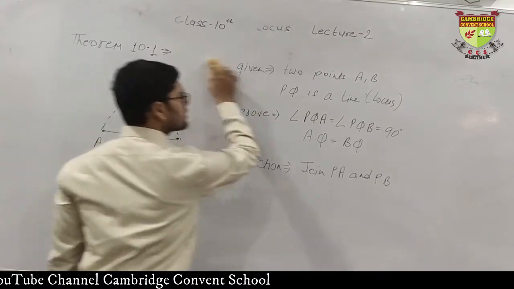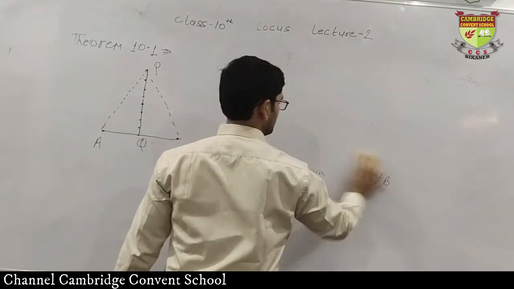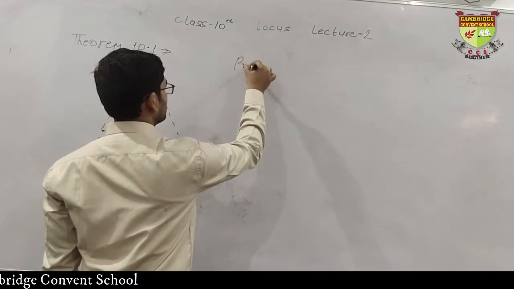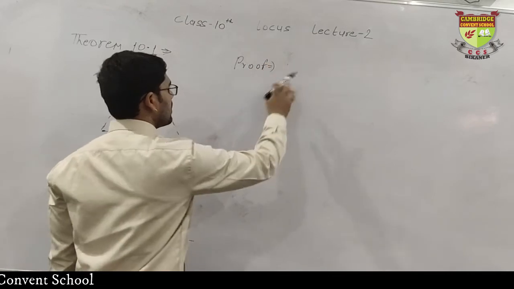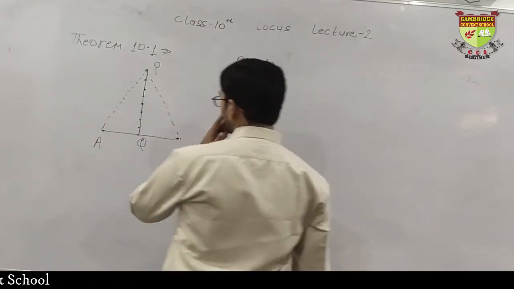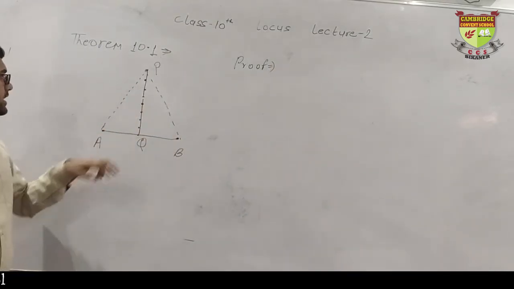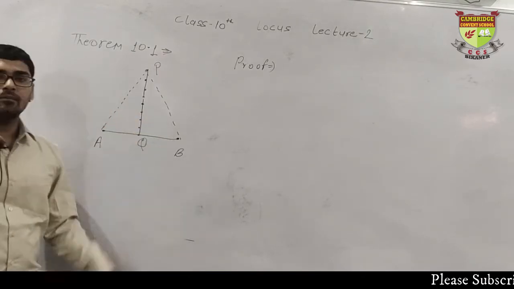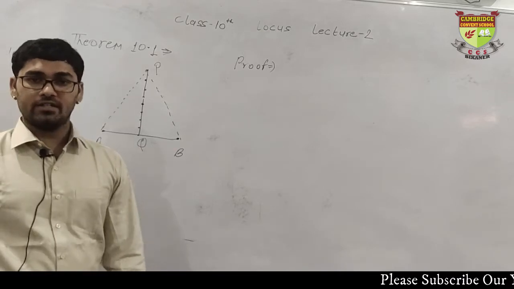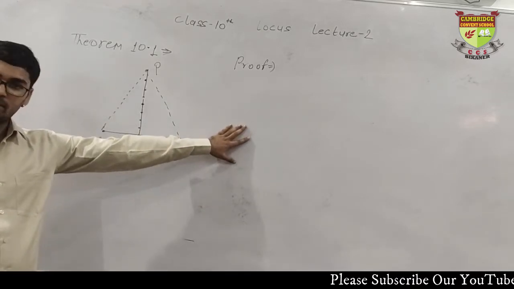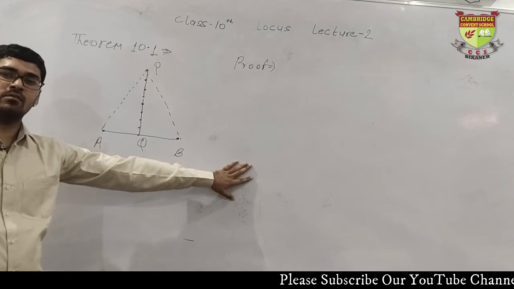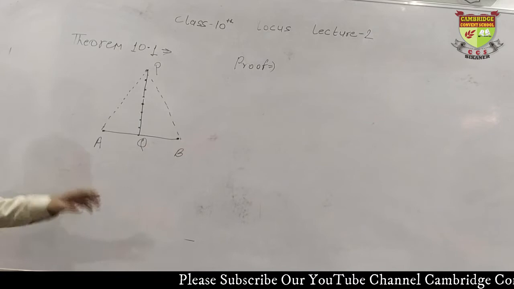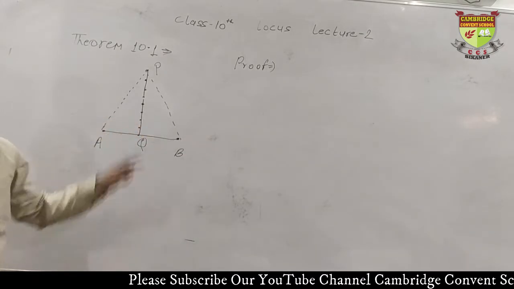Construction, now we are proving. Proof. So how will I prove this? See, there are two triangles. First triangle is this, second triangle is this. If I prove them congruent, then it can be proven perpendicular, and similarly it can be proven bisector. So together perpendicular bisector will be proven, only if I prove both the triangles congruent.